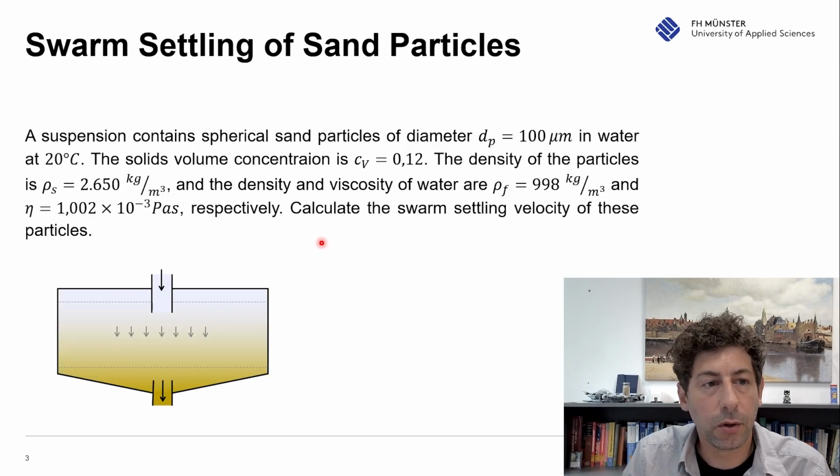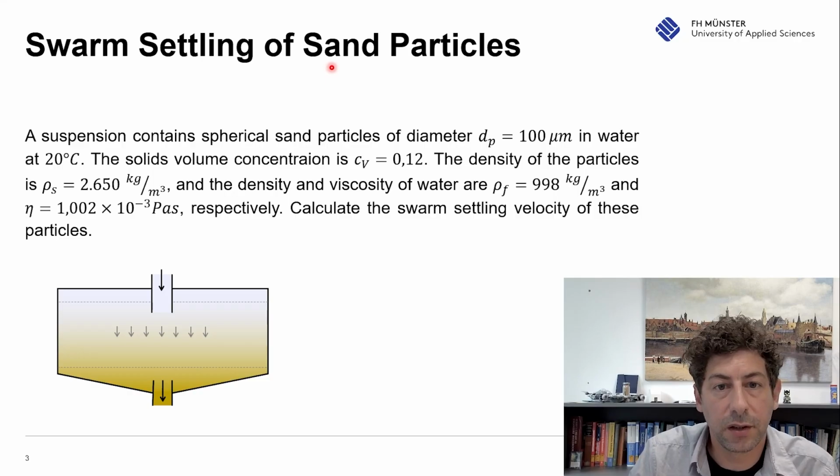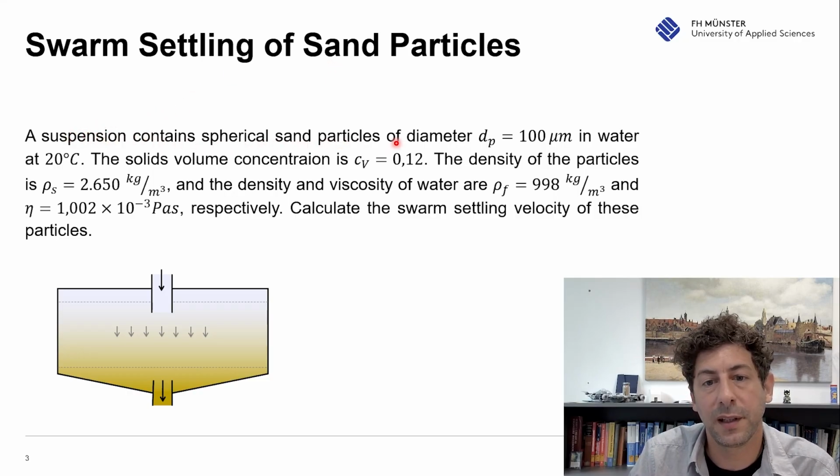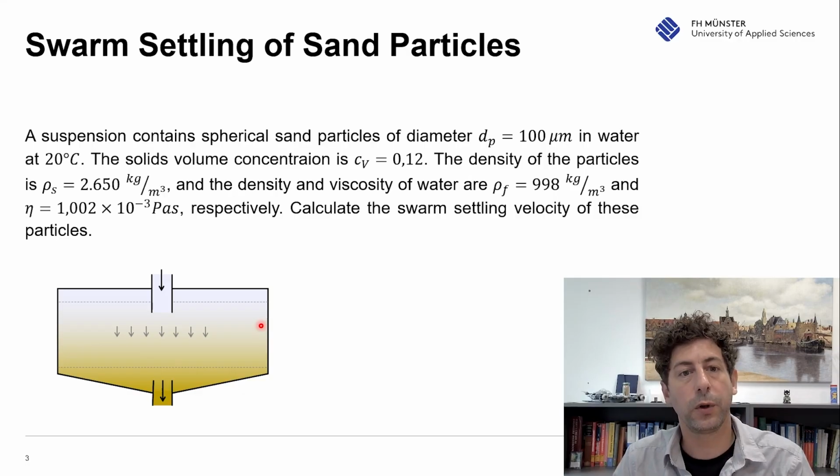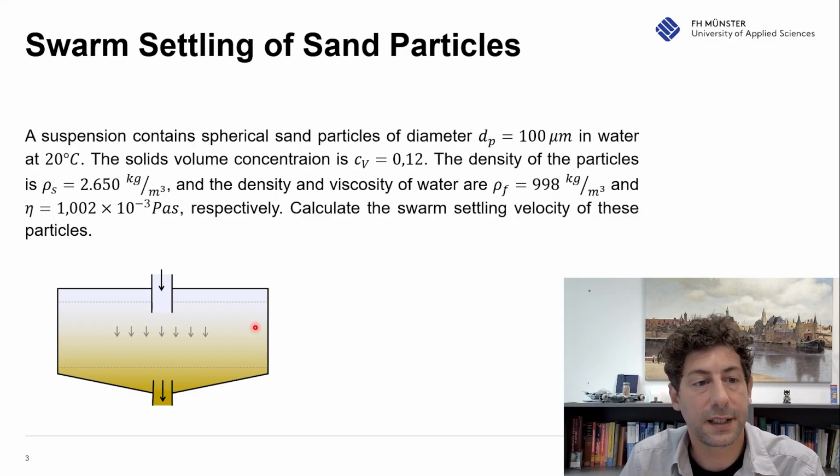So if we take a look at the task, which is about swarm settling of sand particles, we have a suspension which contains spherical sand particles, and they have a diameter of 100 microns, and they are suspended in water at 20 degrees Celsius. And this is basically what you see here, right? So this is a thickening tank where the sand slowly settles down, and the solid volume concentration is 0.12, so 12%, and the density of the particles is 2,650 kilogram per cubic meter.